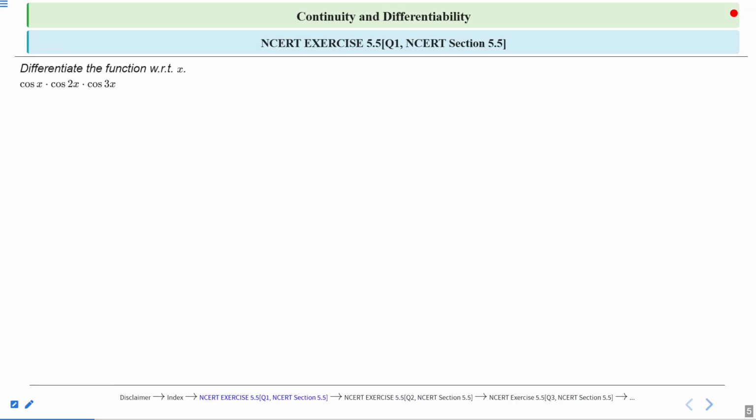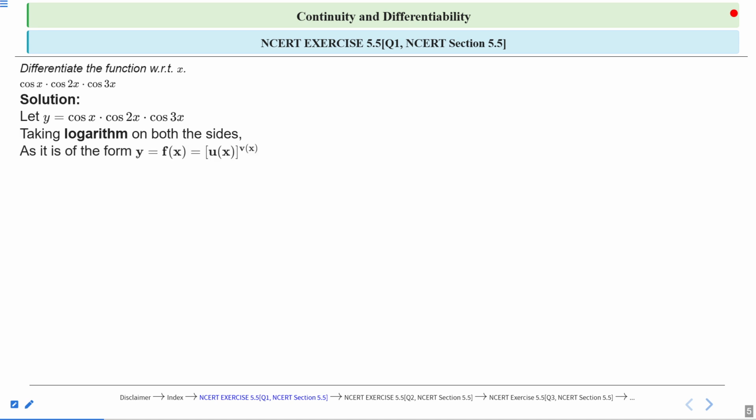So we basically have to differentiate the given function. Okay. So how can we differentiate it? Let us see the solution part. Let y is equal to cos x into cos 2x into cos 3x, right? Now taking logarithm on both sides, as it is of the form f(x) is equal to u(x) to the power v(x), right? Clear?